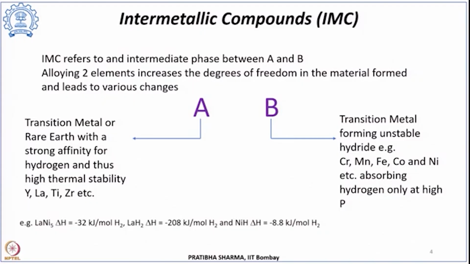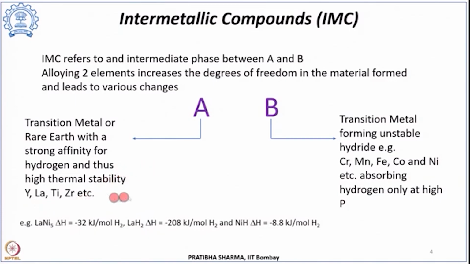So, a combination of one element which has a strong hydride forming tendency and forms a stable hydride, and another element which forms an unstable hydride, gives rise to an intermetallic compound which will have properties intermediate between the two. So, they will have different chemical and physical properties compared to both A and B.